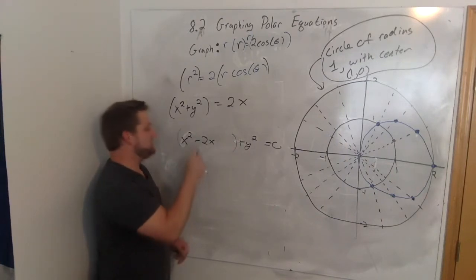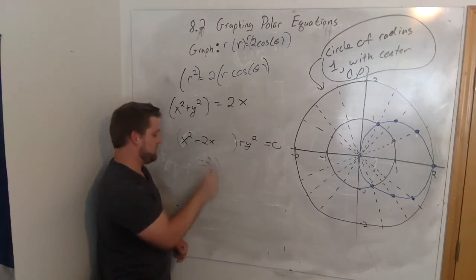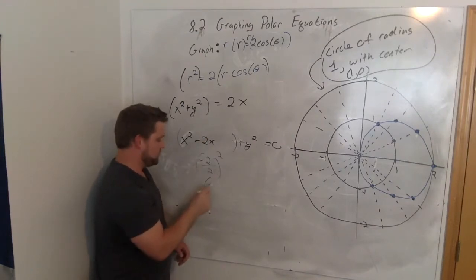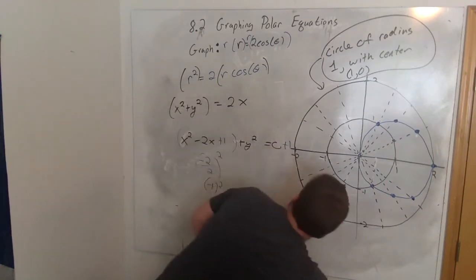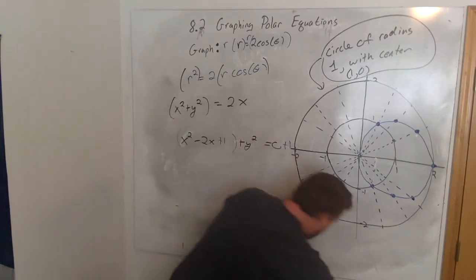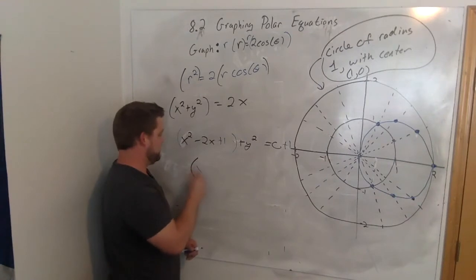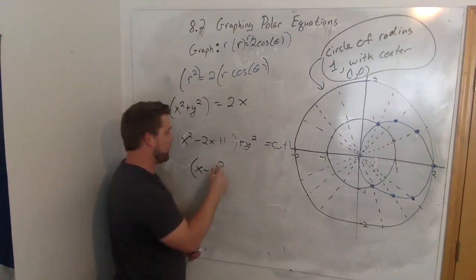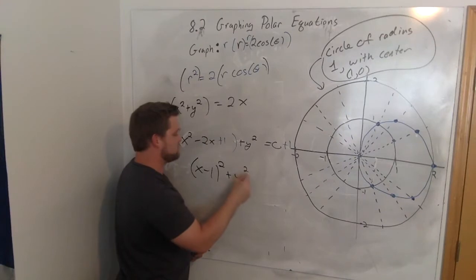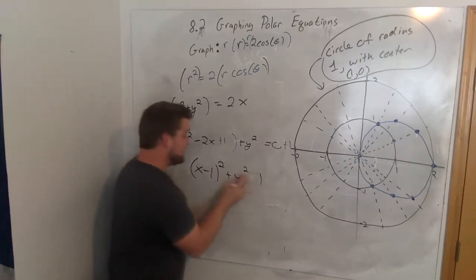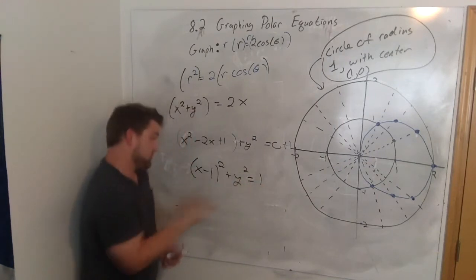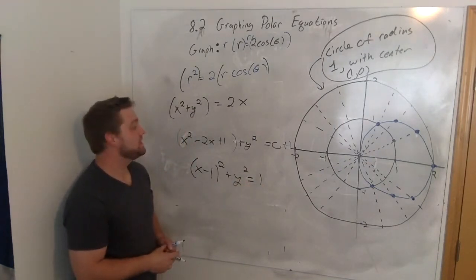So what do I need to add here? Well, we take the middle coefficient, or the coefficient in front of x, negative 2. You cut that in half and you square it. So that's going to be a negative 1 squared, or we need to add a 1. So if we add 1 here, we also have to add 1 to the other side. So this now factors to what? An x minus 1 quantity squared plus a y squared will be equal to 1, which I hope we recognize is a circle of radius 1, but it's been shifted to the right 1 unit. Beautiful.